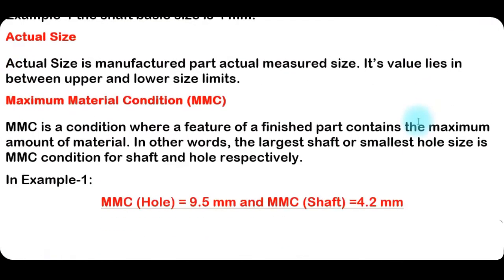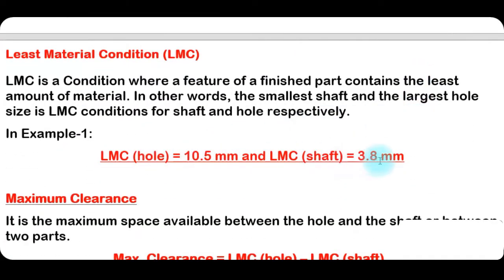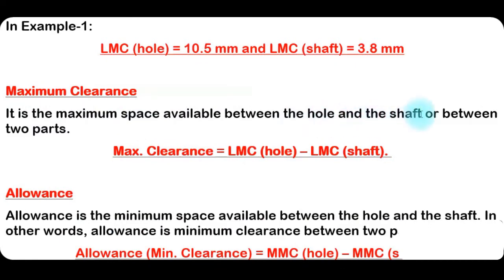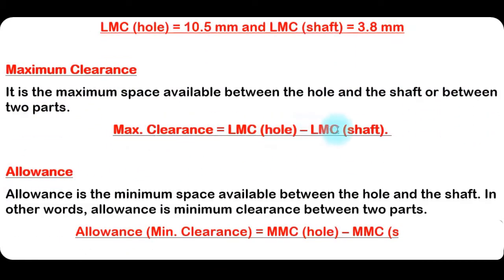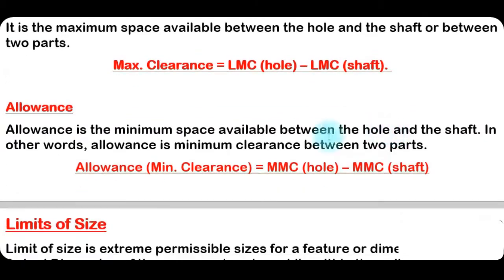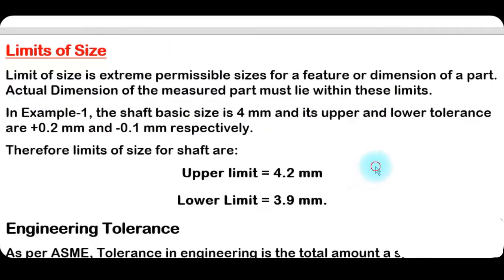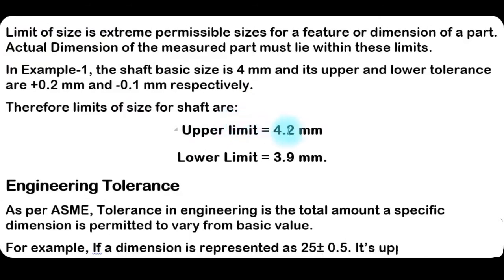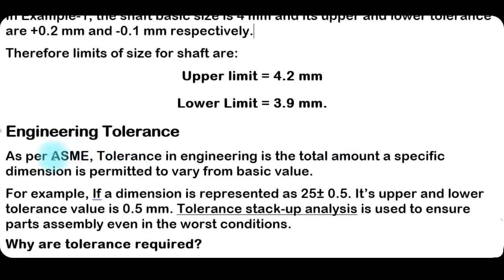Next is maximum clearance. It means the maximum space available between the hole and the shaft, or between the two parts. The formula for maximum clearance is LMC of hole minus LMC of shaft. And now limit of size. Limit of size means the extreme permissible sizes for a feature or dimension of a part, and the actual dimension of the measured part must lie within this limit. Basic size is 4 mm and the given tolerance is plus 0.2 and minus 0.1 mm, and the upper limit is 4.2 mm and the lower limit is 3.9 mm.